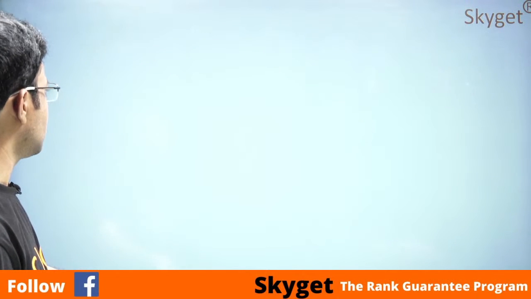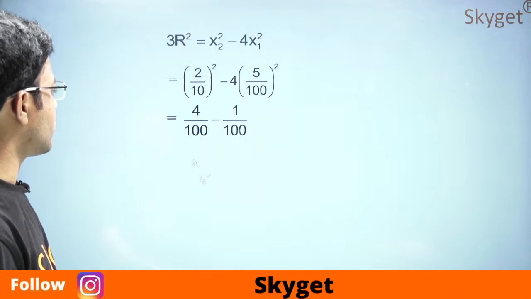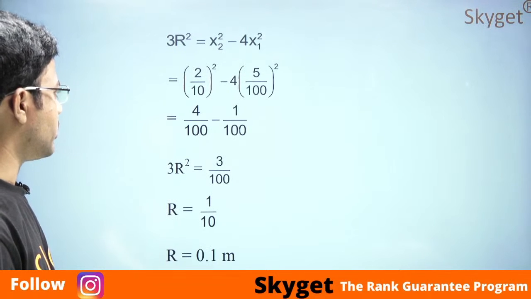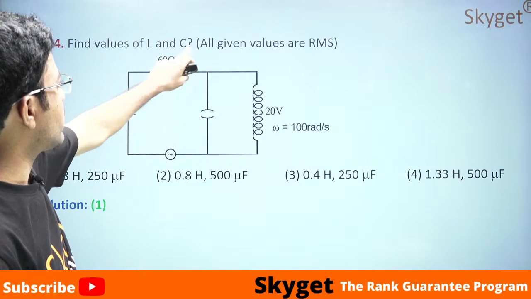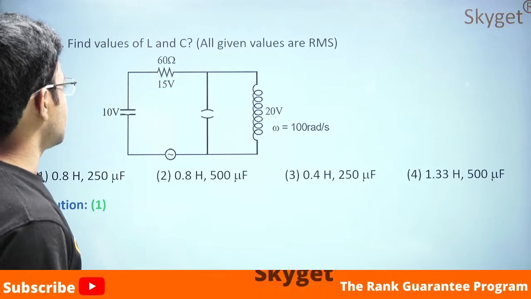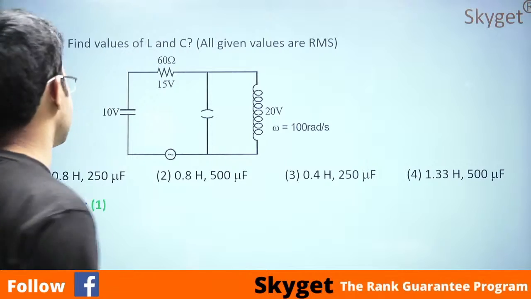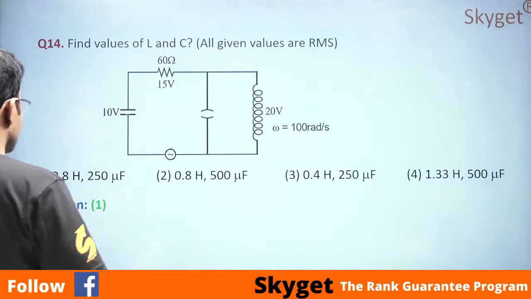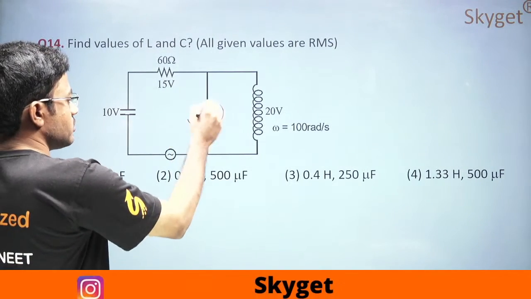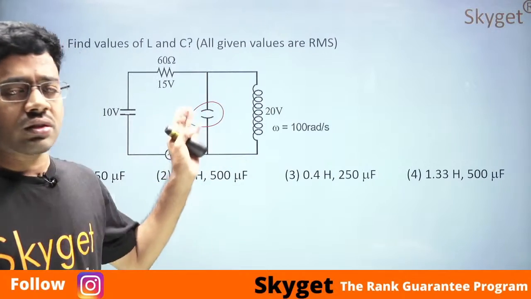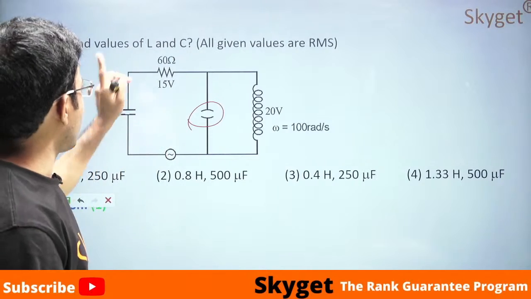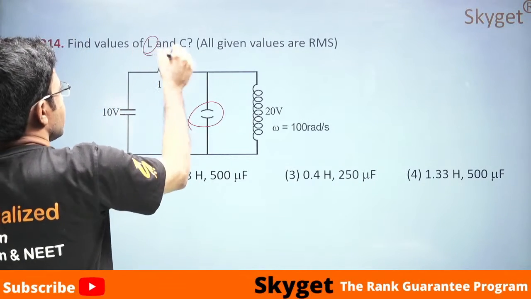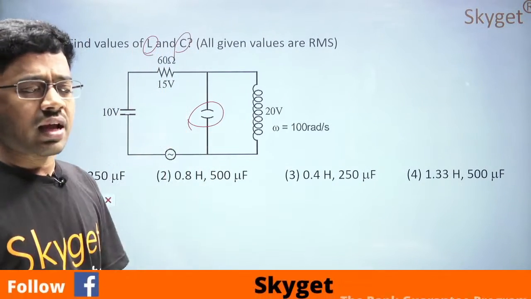So that is what we got it to be, 0.1 meter. So next, see the problem number 14, find values of L and C. But he has given a switch also in between them. If you see the switch, it is open, so there is no need to consider this. So this is like a series LRC circuit. You have to find the values of inductance and capacitance in this series LCR circuit.